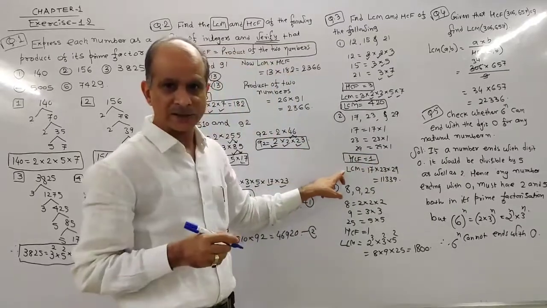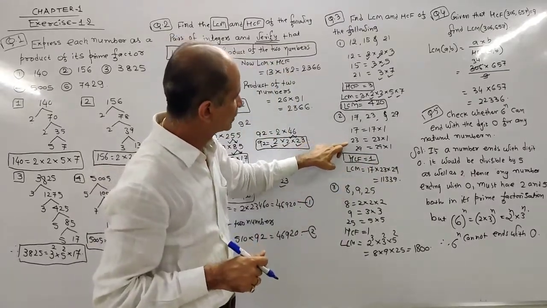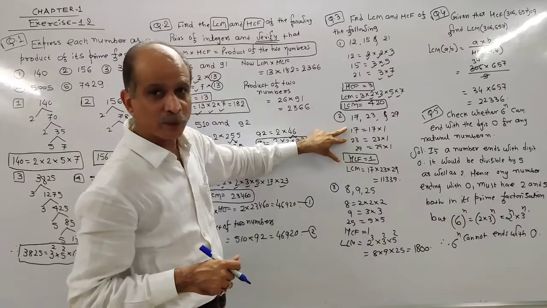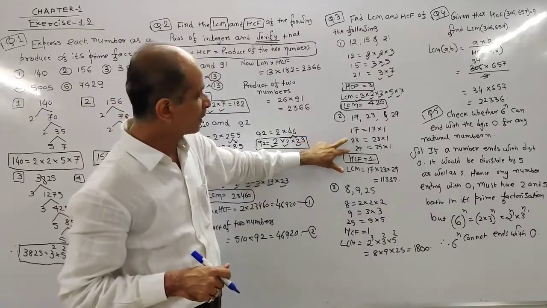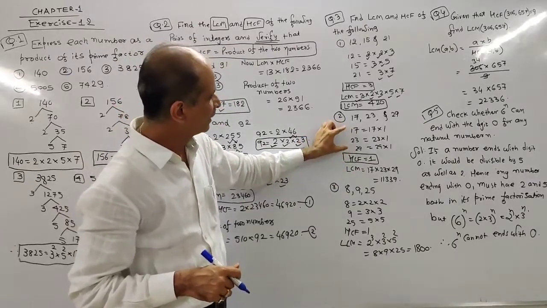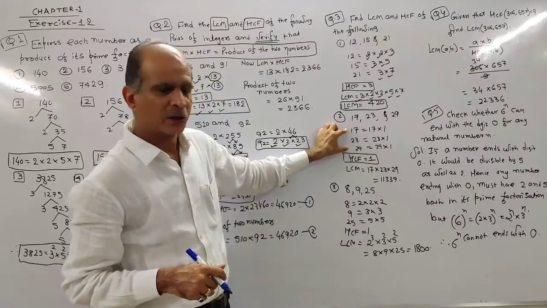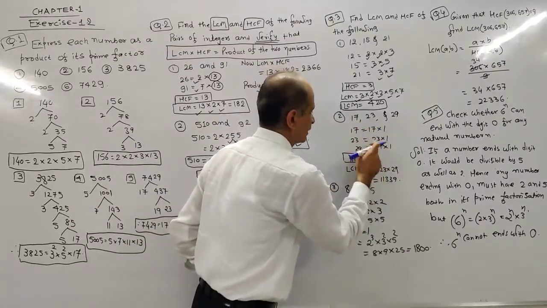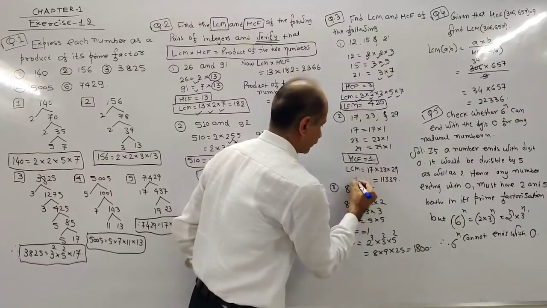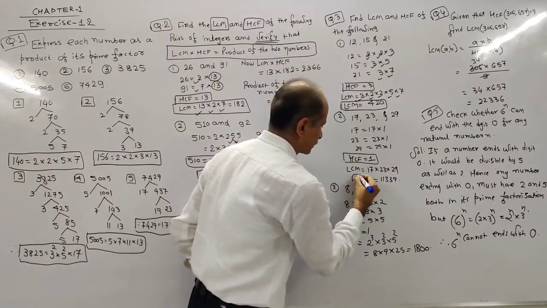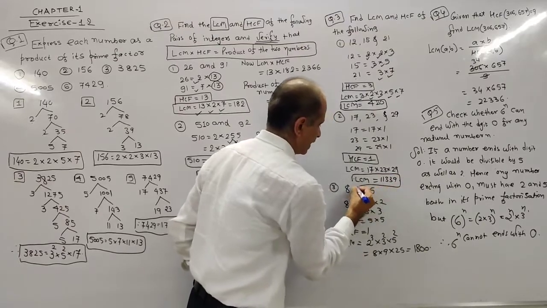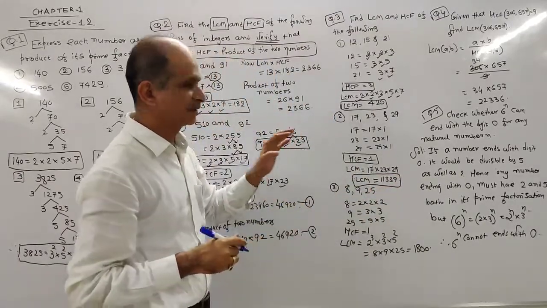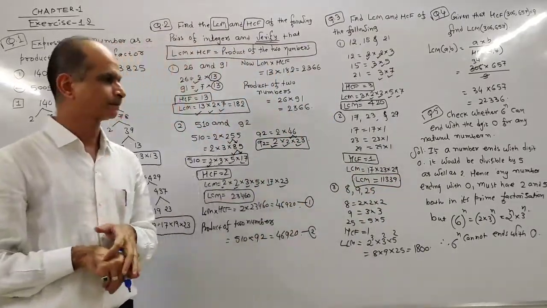Now you have to find out LCM. What is common from these three? 1. Nothing is common from first and second. Nothing is common from second and third. Similarly, there is nothing common in first and third. So you have to write the remaining terms. So the remaining terms are 17, 23 and 29. If you multiply this, you get 11,339, and that is your LCM of three prime numbers.